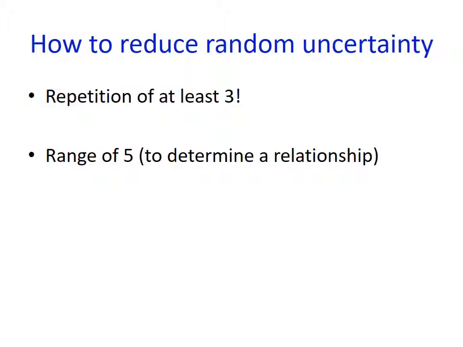Okay, so how do we reduce random uncertainty? The way we reduce random uncertainty is to repeat the experiment, for example, at least three times. Because they're random, hopefully the more times you do the experiment, these random errors cancel each other out. That's the idea behind it. Ideally, a range of 5 should be expected in order to determine a relationship, which we'll look at more when we're looking at experiments.